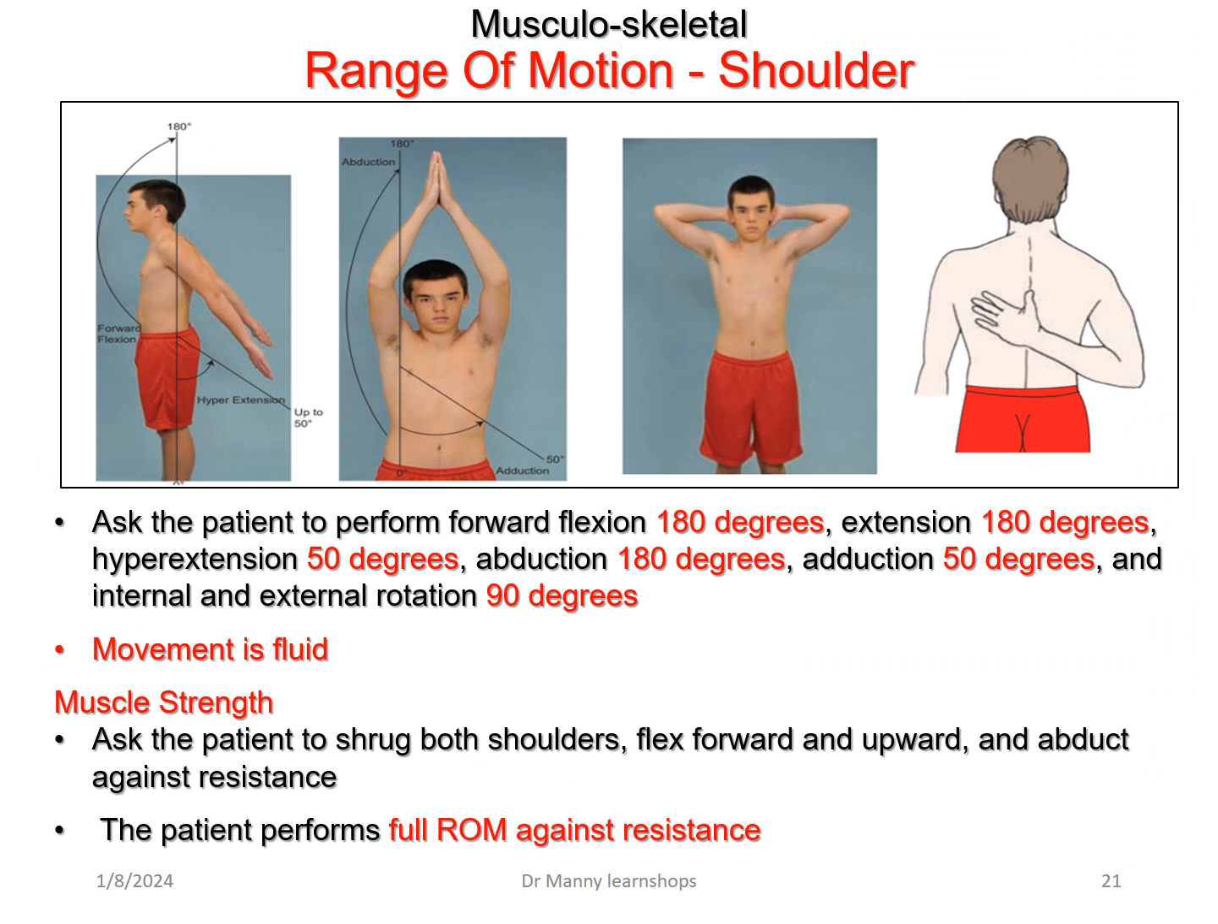When you're assessing range of motion of the shoulder, you ask the patient to perform forward flexion, extension, hyperextension, abduction, adduction, and internal and external rotation. All movements should be fluid, meaning without any difficulty. For muscle strength, you ask the patient to shrug both shoulders, flex forward, upward, and abduct against resistance. The patient performs full range of motion movements against resistance.